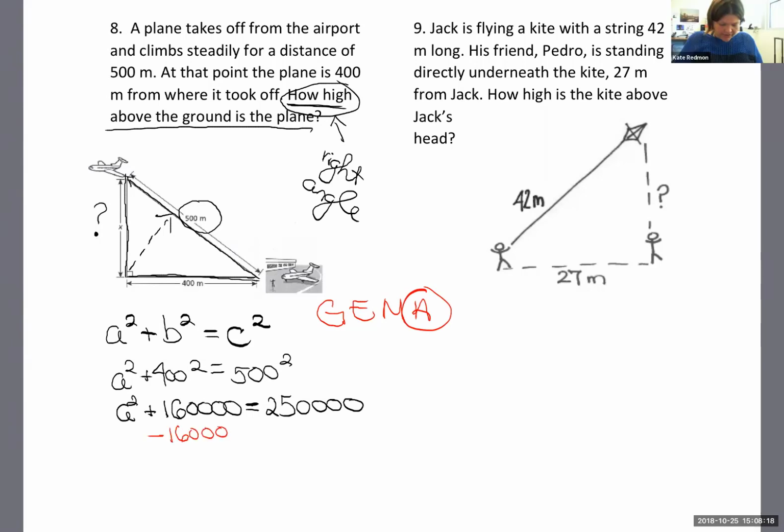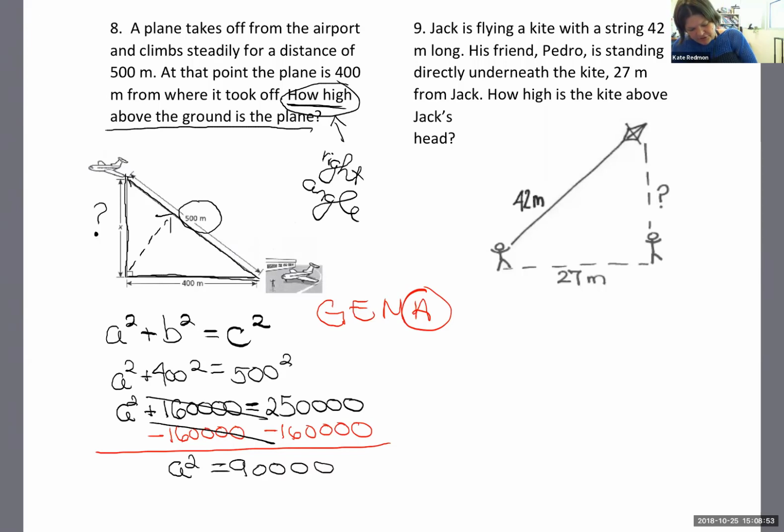So I'll get rid of the 160,000 from both sides. Anyway, I'll get rid of the 160,000 first. On this side, adding 160,000 and subtracting 160,000 will cancel, leaving me with just an A squared. And on this side, let's see, I'll get 9, 1, 2, 3, 4.